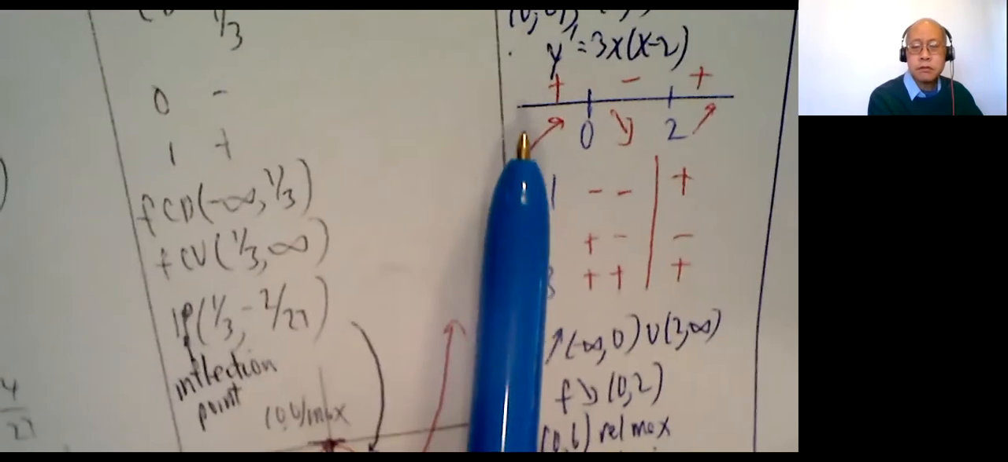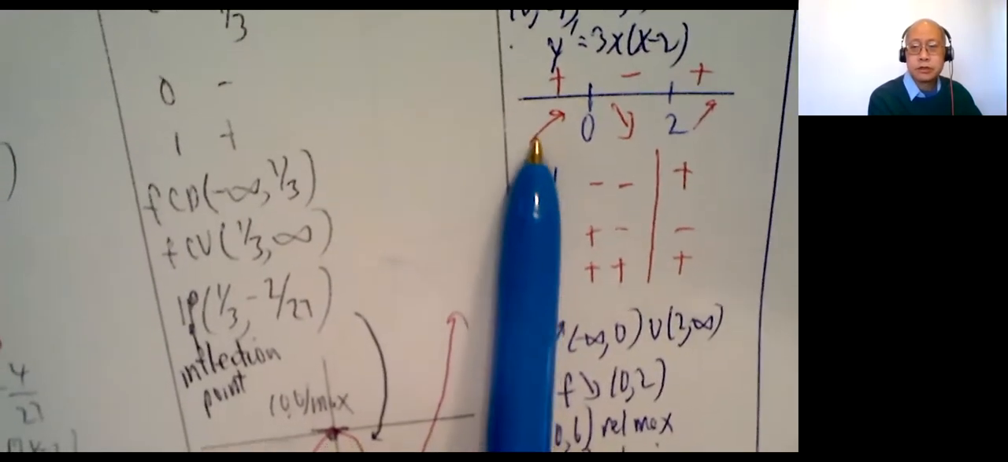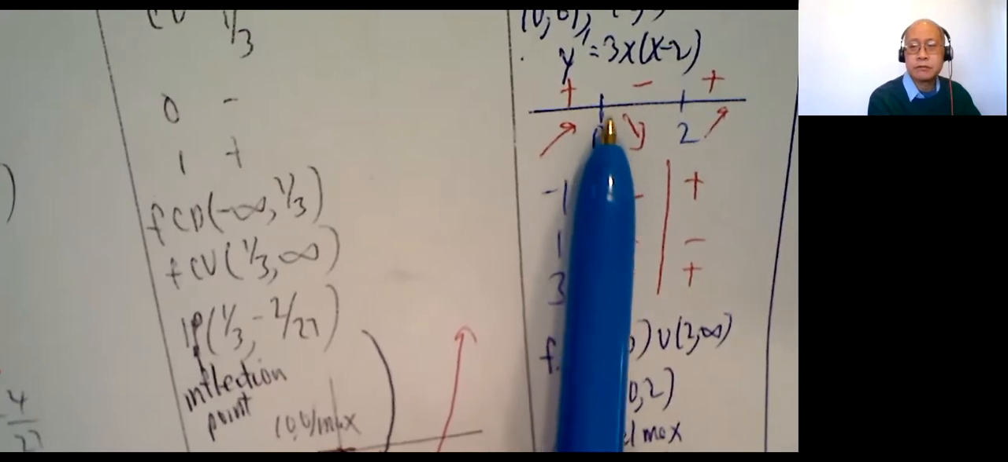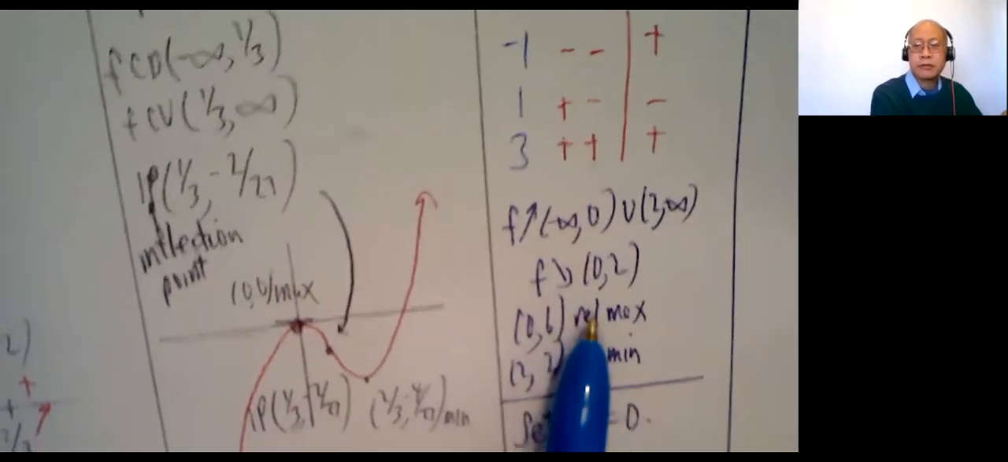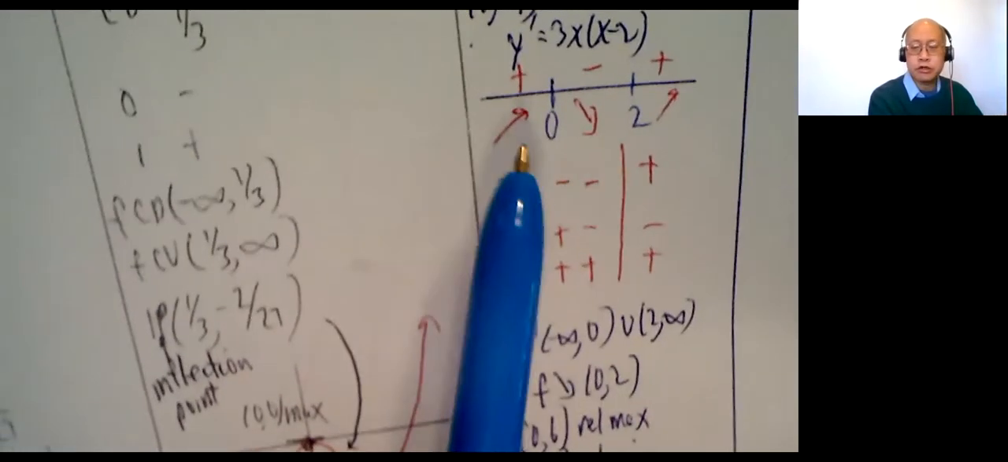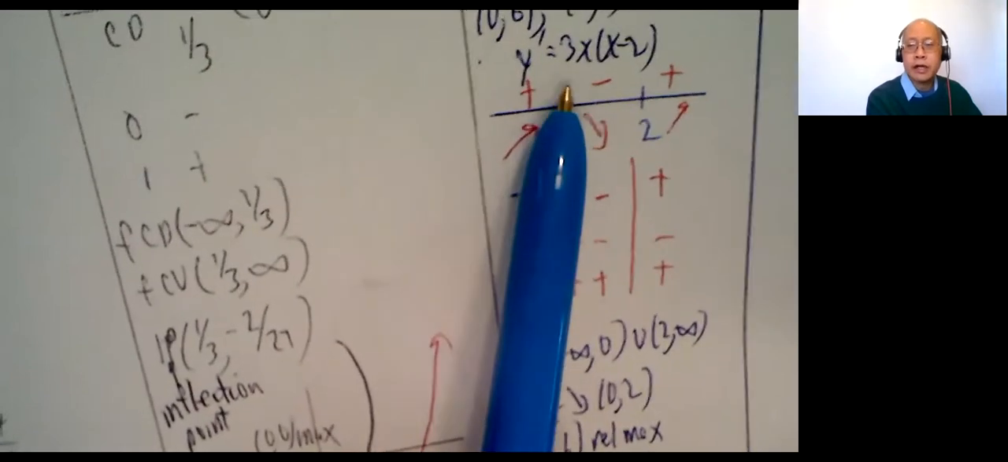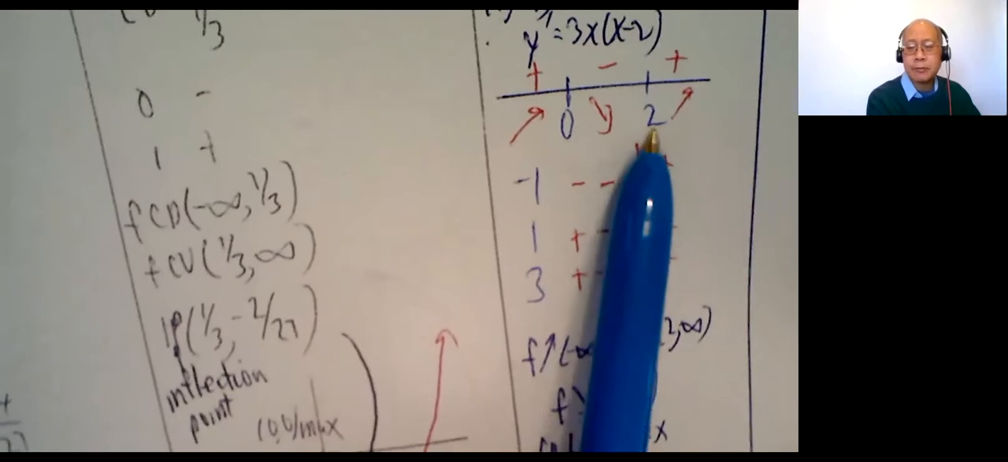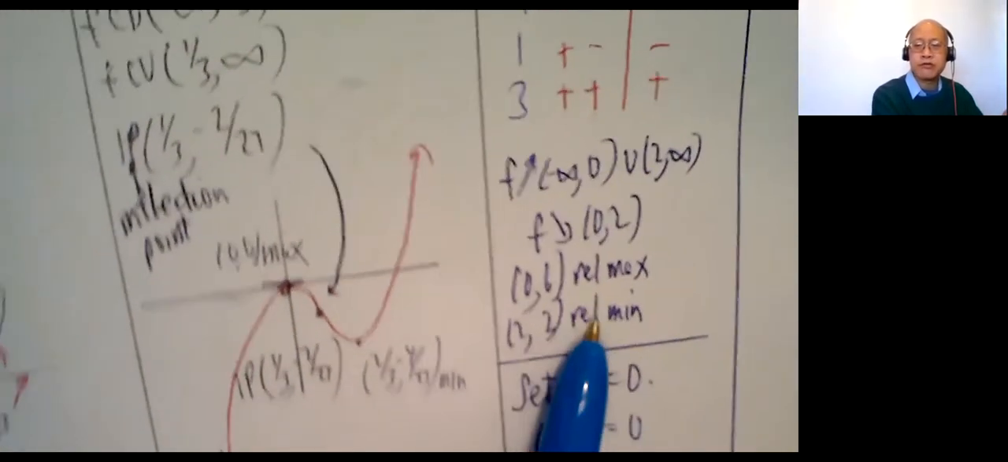All right. So you're driving, you go uphill, then you go downhill. What does that make this point? Relative maximum. How about you go down? I mean, you could be on a roller coaster or driving or walking. Okay, you're walking down, right? Walk down the hill, then you go back up. That point must be a minimum, right? So 2, 2 is a relative minimum.